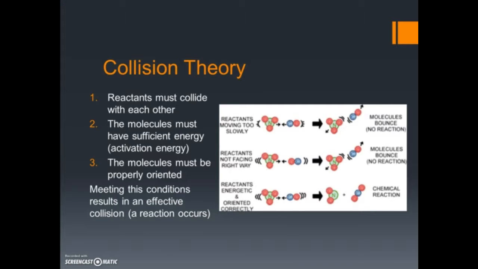In the first line of the picture, you can see that reactants are moving too slowly, so they bounce off each other with no reaction. In the second line, the reactants aren't facing the right way, so they bounce off each other because the right parts aren't coming into contact with each other. In the third line, the reactants are energetic and oriented correctly, so they react because they have enough energy and the right parts are coming into contact with each other as a result of an effective collision.